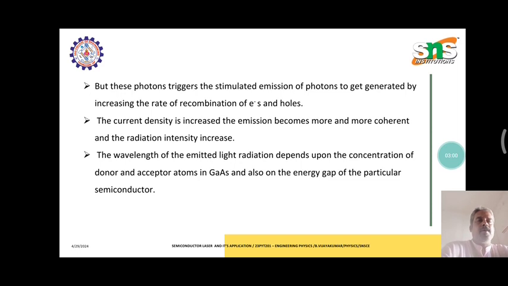But this photon triggers stimulated emission of photons, generated by an increasing rate of recombination of electrons and holes. As current density is increased, the emission becomes more and more efficient and the radiation intensity increases. The wavelength of the emitted radiation depends upon the concentration of donor and acceptor atoms in gallium arsenide and also on the energy gap of the particular semiconductor.